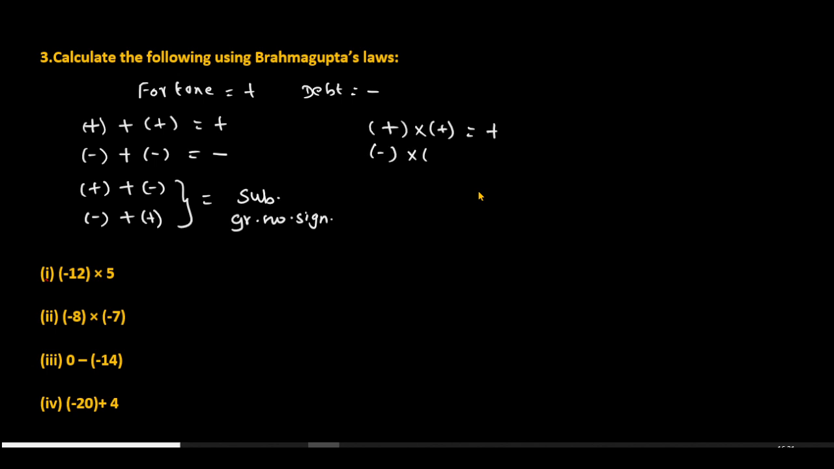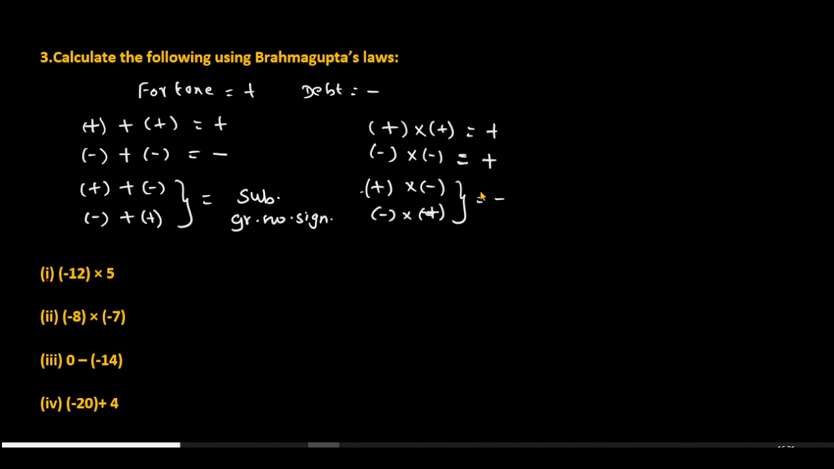Multiplication law: fortune into fortune will give fortune. Debt into debt gives what? Minus into minus, once again plus. And fortune into debt or debt into fortune, both will give debt only.